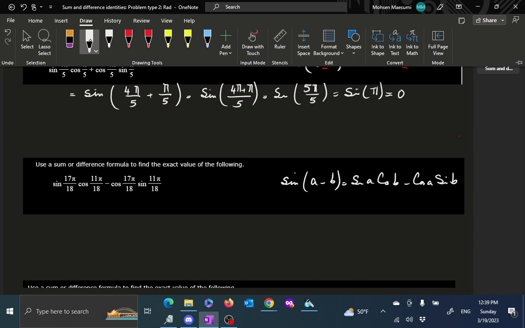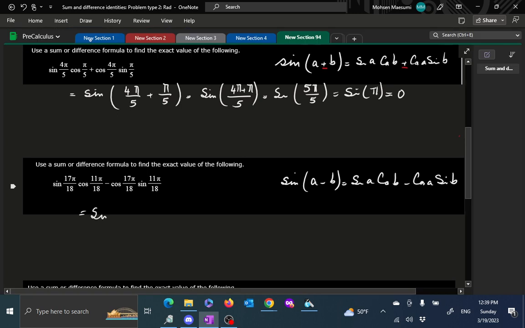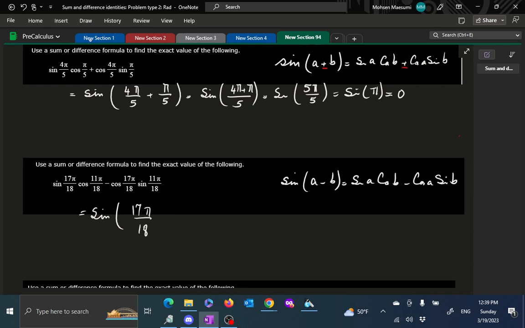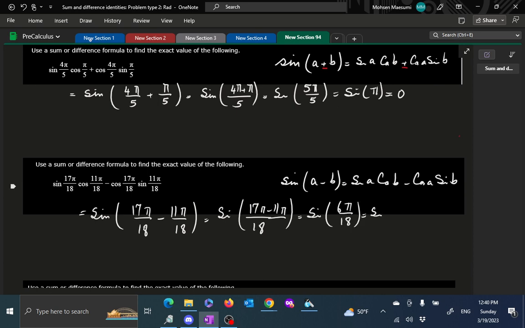So in this case, this is just sine of a difference, so 17 pi minus 11 pi over 18, and this is of course sine of, we have 18 as a common denominator readily available to us, 17 pi minus 11 pi, and that is sine of 6 pi 18th, which we simplify as pi third, and that is radical 3 over 2.